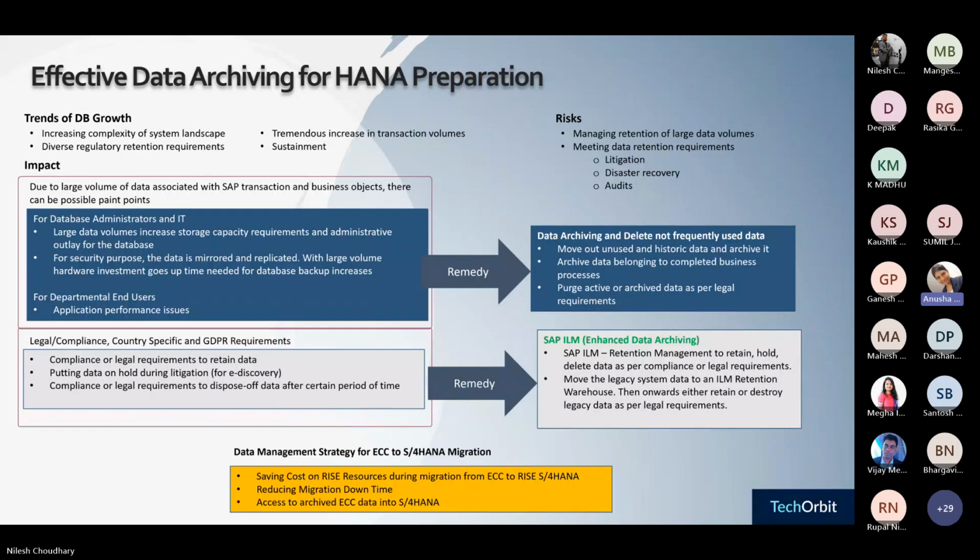Now let's quickly spend some time understanding how data archiving helps you in terms of HANA preparation. If you see the database growth, over a period of time, depending upon your customer or client, the system landscape would increase. The more systems that are added to your client, whether it is your ECC system, GTS system, SRM system, or CRM system, the more complex it becomes. In each of the systems there will definitely be a huge volume of transactions happening between one system and another, and there will definitely be increasing data volume in all the systems.